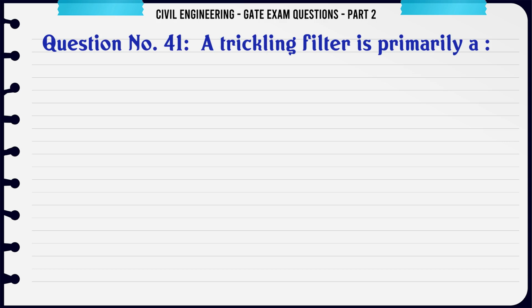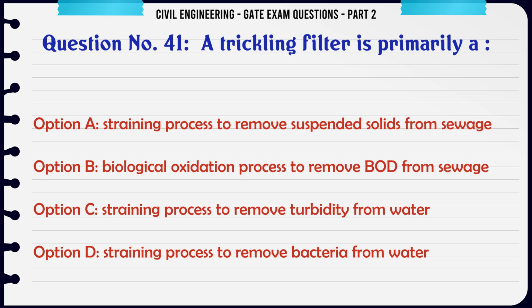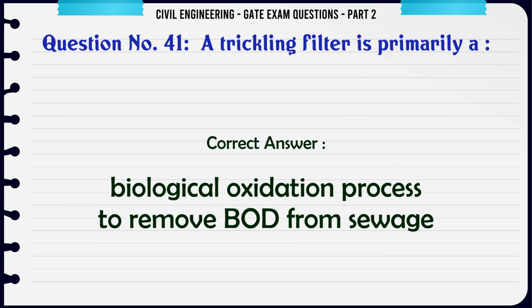A trickling filter is primarily A. Straining process to remove suspended solids from sewage. B. Biological oxidation process to remove BOD from sewage. C. Straining process to remove turbidity from water. D. Straining process to remove bacteria from water. The correct answer is biological oxidation process to remove BOD from sewage.